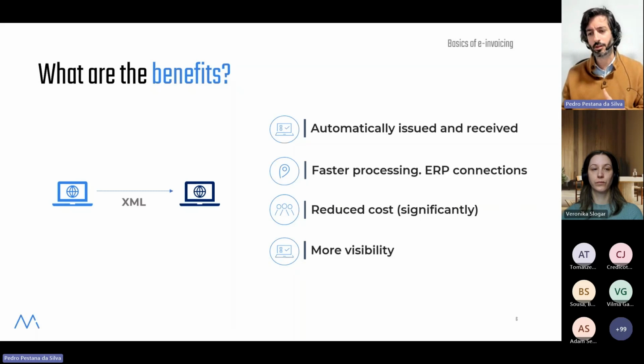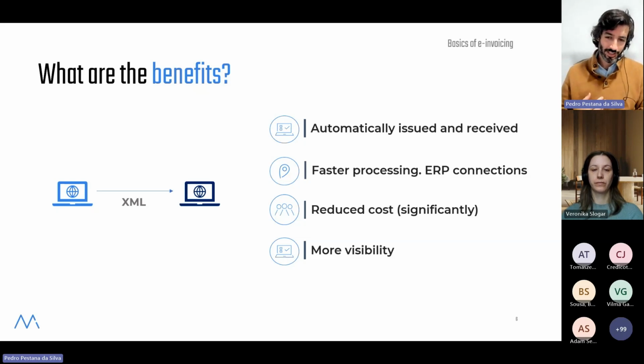France, when they did their study about introducing e-invoices, calculated that the average cost of a classic invoice is between 12 and 13 euros, whereas the average cost of an electronic invoice is 2 euros. So that's a big difference, a big reduction of cost.